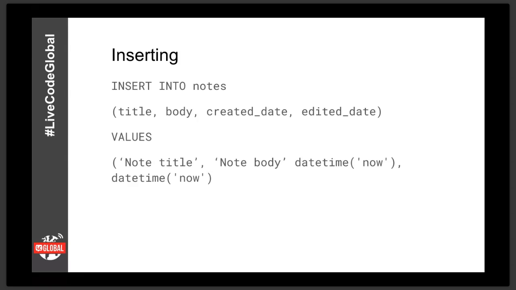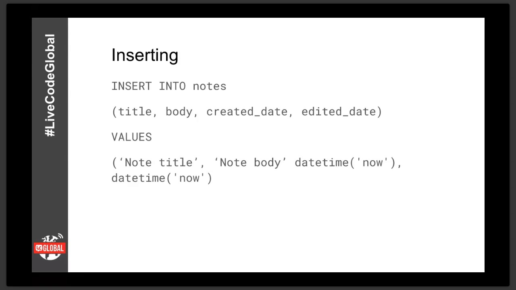Notice that we don't insert an ID here because we set the ID to be auto increment, that will automatically be assigned when we do the insert. So the very first row that we insert will be ID 1, the second will be ID 2, the third will be ID 3, and so on and so forth.